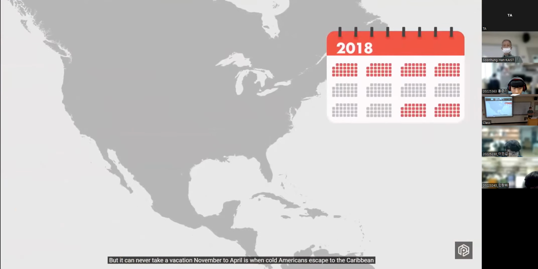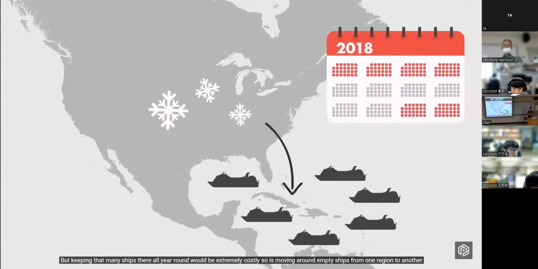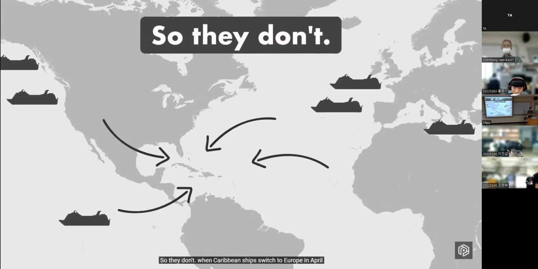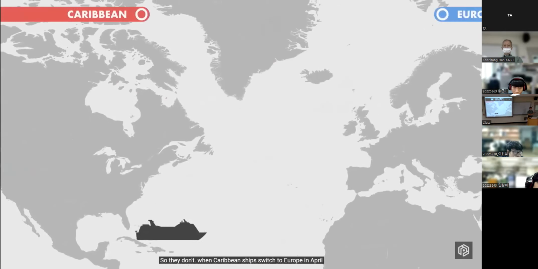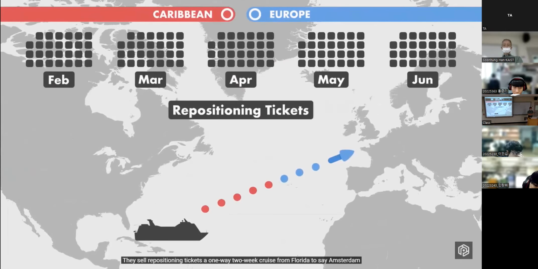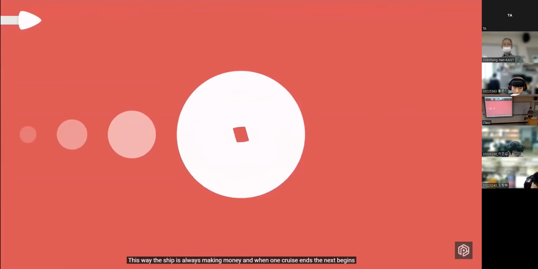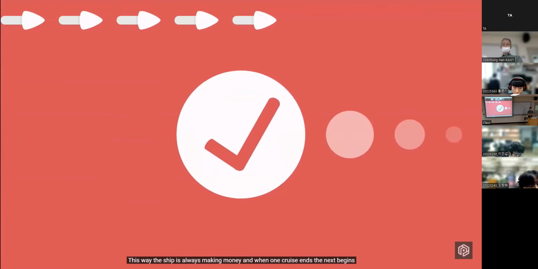November to April is when cold Americans escape to the Caribbean, but keeping that many ships there all year round would be extremely costly. So is moving around empty ships from one region to another. So they don't. When Caribbean ships switch to Europe in April, they sell repositioning tickets. A one-way, 2-week cruise from Florida to, say, Amsterdam. This way the ship is always making money, and when one cruise ends, the next begins.